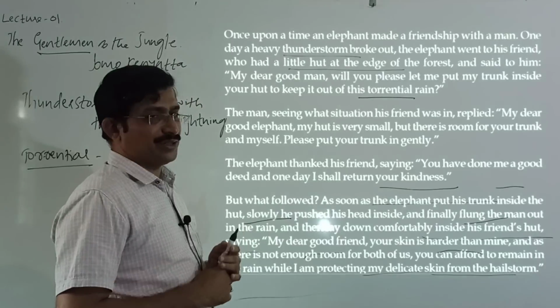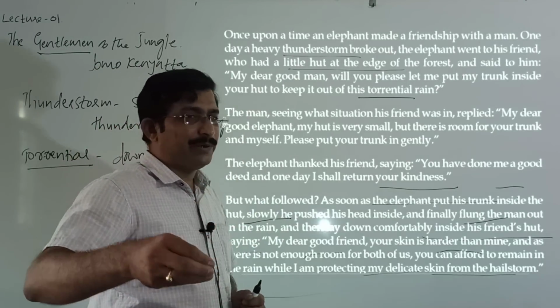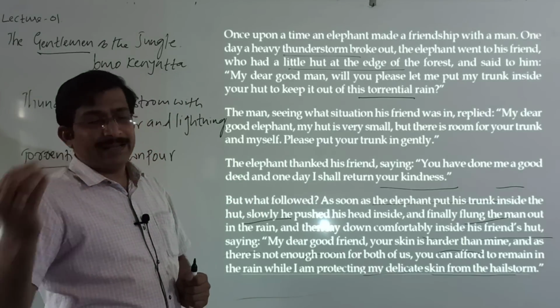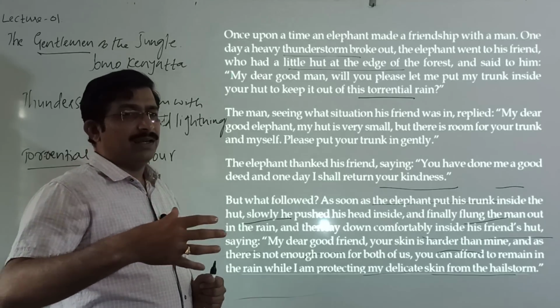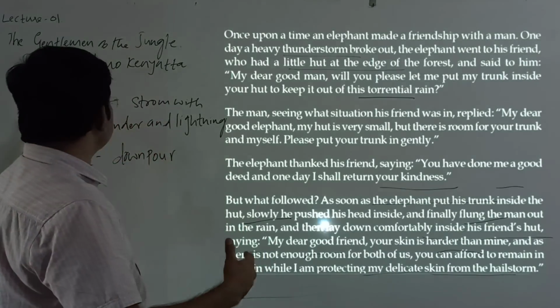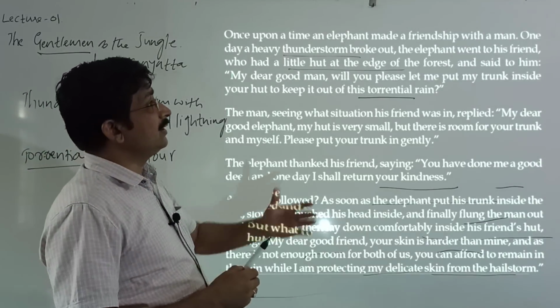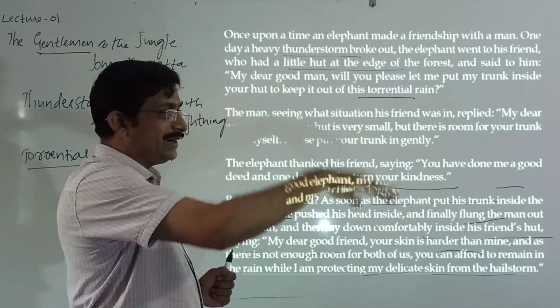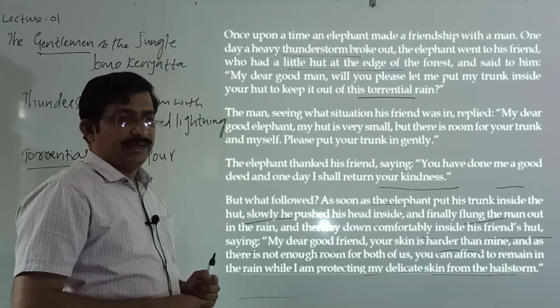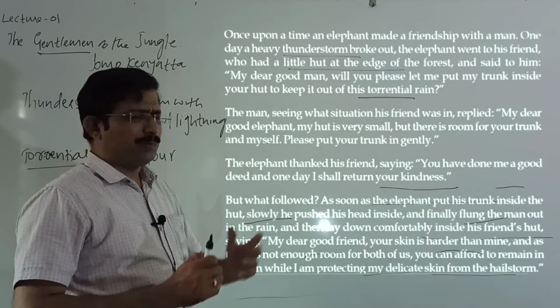Okay, in the first paragraph here we came to know there was a friendship between a man and an elephant, and one fine day that thunderstorm broke out, and suddenly that elephant went to his friend and asked for help to keep its trunk inside the hut, because it couldn't withstand that torrential rain, not possible to control.